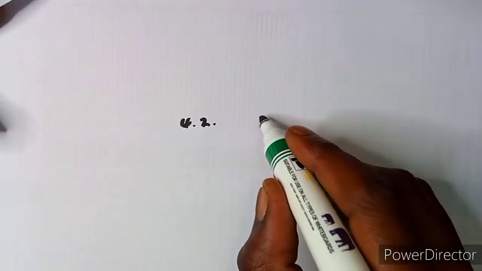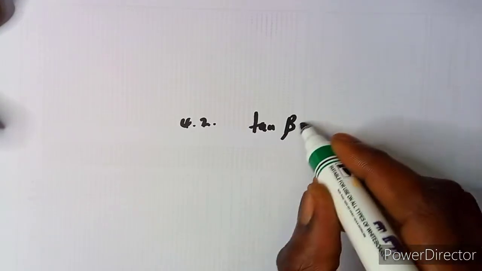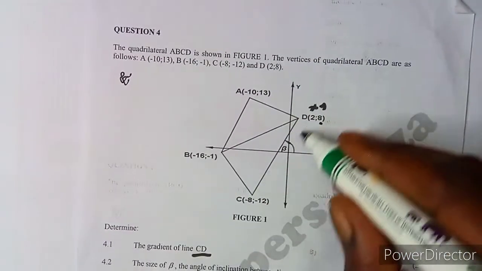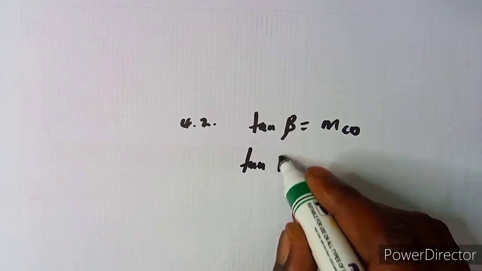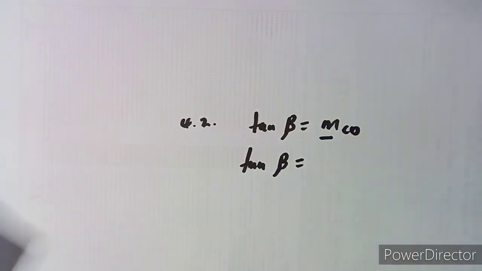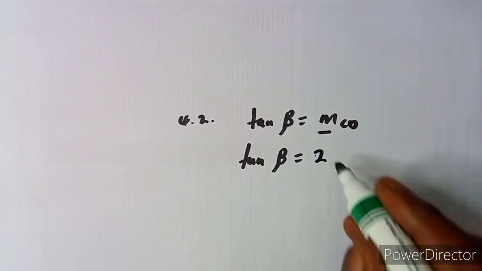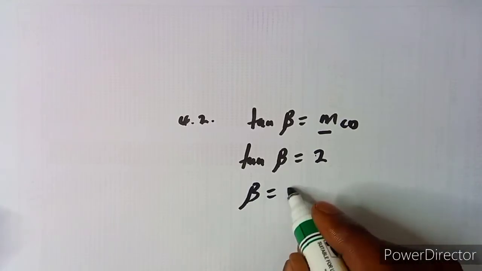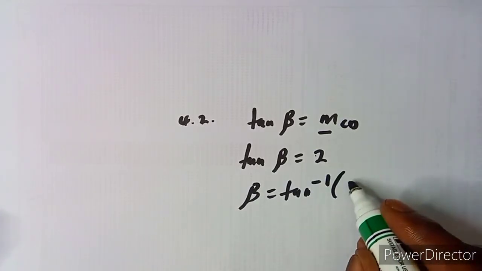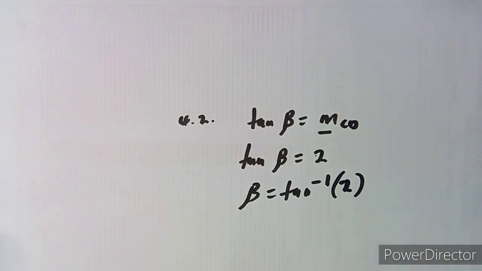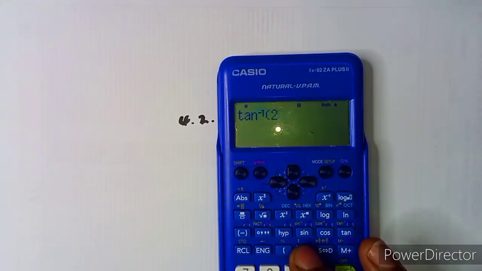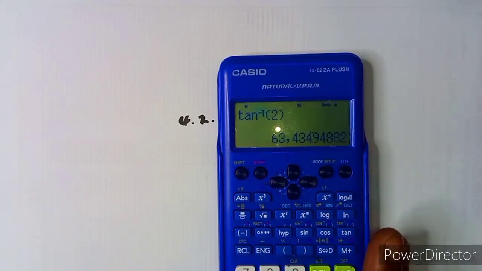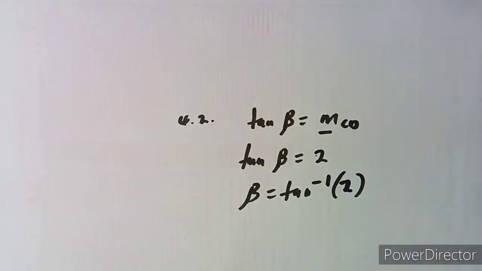To calculate the angle of inclination, we use the formula tan beta equals m, which is the gradient of the line CD with the x-axis. So tan beta is equal to the gradient we obtained for CD. Remember, the gradient of CD was 2. To obtain beta, you just use your calculator, with tan to the exponent of minus 1, which is arctan. Use shift tan 2, and make sure your calculator is in degrees. You will obtain 63.435, to 3 decimal places.